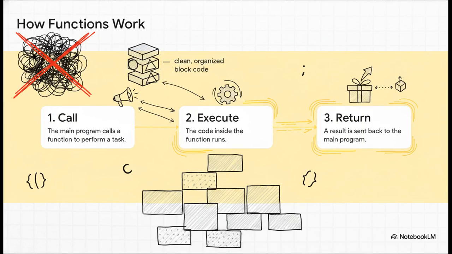Now, as your programs get bigger, you don't want just one giant messy block of code. It becomes a nightmare to manage. And that's exactly why we have functions. They're like little self-contained, reusable blocks of code that do one specific job. You just call the function, it does its thing, and maybe it hands you a result back. This is the key to keeping your code clean, organized, and way easier to work with.